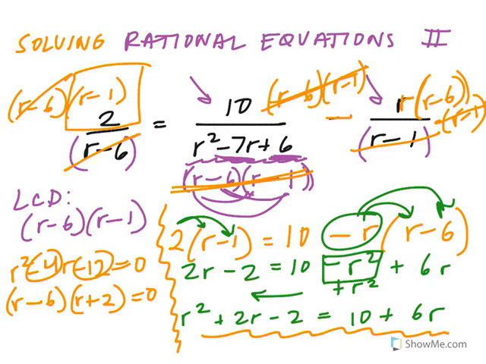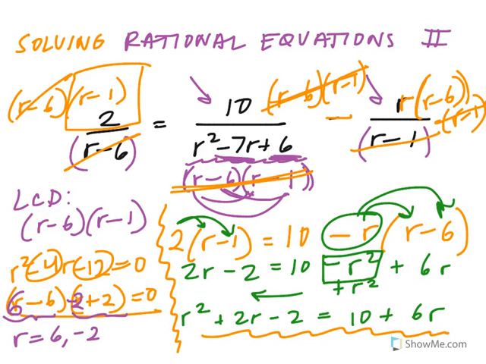So let's see what values of r would make this equation true. Well, r could be 6, which would make this 0, or r could be negative 2, which would make this 0. So we found that r is equal to 6 or negative 2.